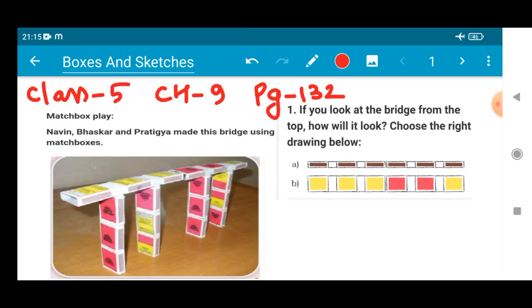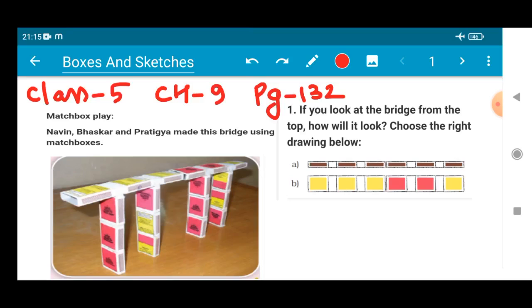There are three friends, Naveen, Bhaskar and Pratigya, who made this bridge using matchboxes. This is the figure of a bridge made using matchboxes. You can even try this at home. This is very interesting, right? Now, based on this, we have to solve the questions.